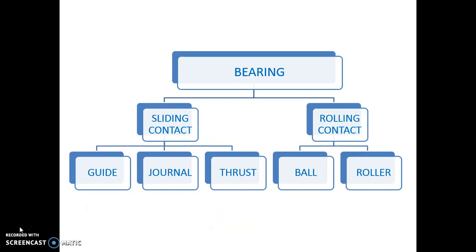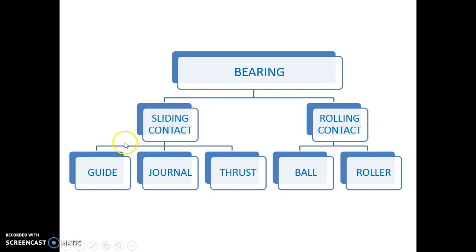What are the types of bearings? Depending upon the type of contact, whether it is a sliding contact or a rolling contact. When you have sliding contact between the two mating surfaces, those bearings are called sliding contact bearings. And when you have rolling contact between the two mating surfaces, like when balls or rollers are used, they are called rolling contact bearings.